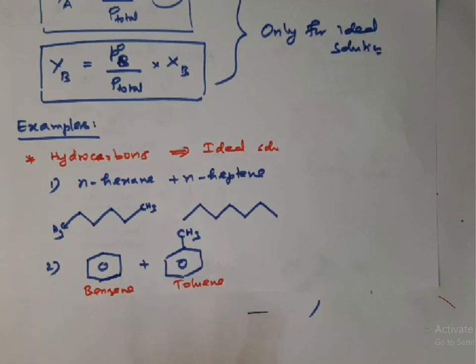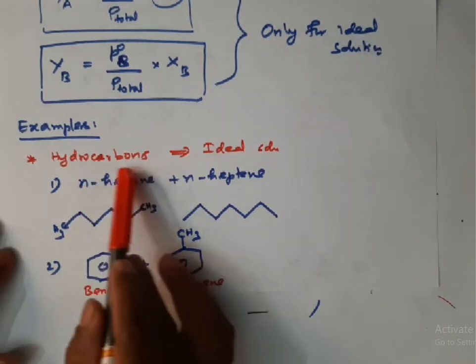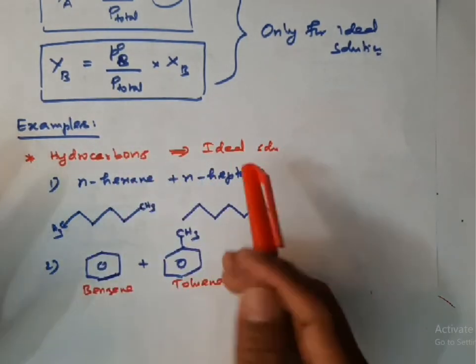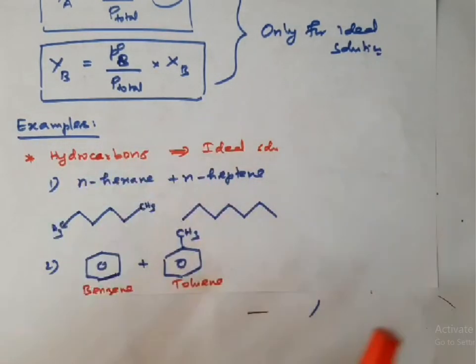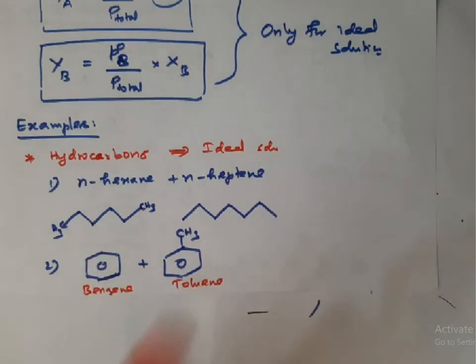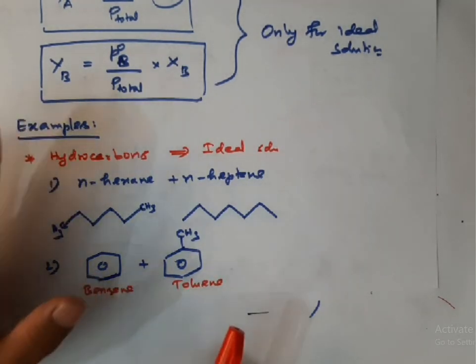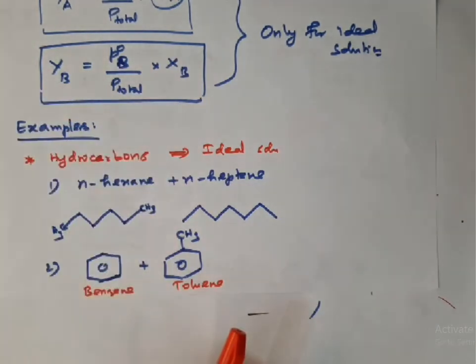And the point is this: in N-hexane and N-heptane, the forces of attraction are almost the same. So if you mix them, the mixture also has the same force of attraction. But to understand this easily, just keep this in mind: if we mix two hydrocarbons, we usually get ideal solutions.